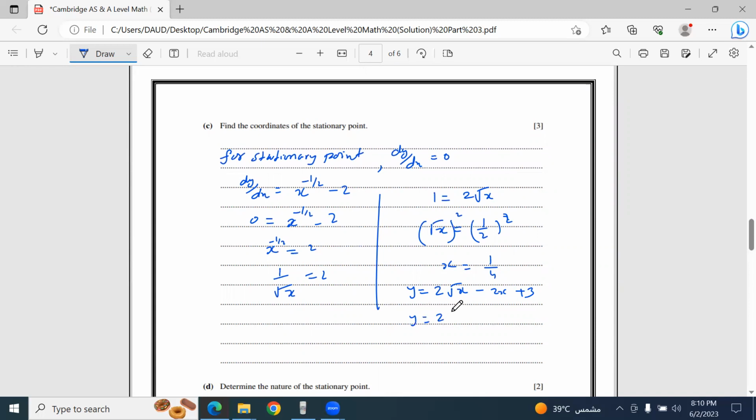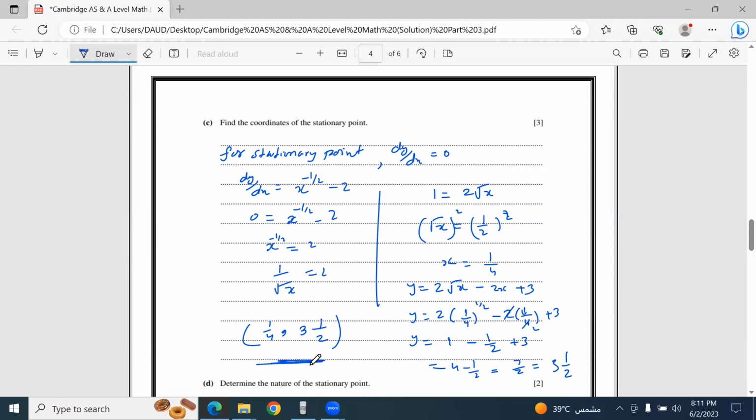So y is equal to 2 into 1/4 power 1/2 minus 2 into 1/4 plus 3, which gives me 1/4 power 1/2 is basically 1/2. 1/2 multiplied by 2, 1. And here minus 1/2 plus 3. So it is 4 minus 1/2, which gives us 8 minus 1, 7/2, or we can say that 3 1/2. So we found out our stationary point: x coordinate 1/4 and y coordinate 3 1/2.